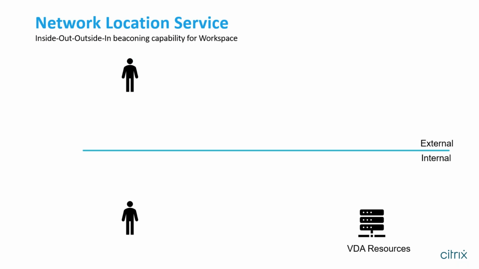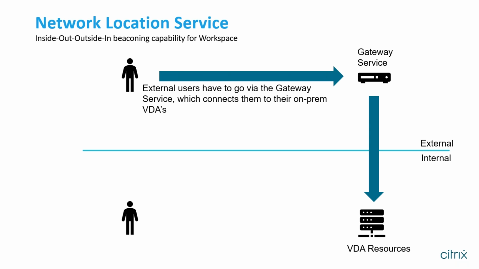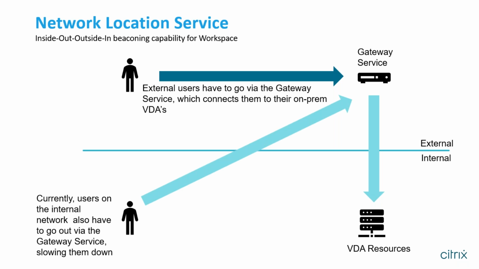So let's take a look at what that looks like. At the top there, we have our external user on the Workspace. They have to hit the Gateway Service over the internet and then get directed into that VDA resource, which is sitting internally inside the network. If an internal user was sitting inside the network without Network Location Service, they too have to go out to that Gateway Service and then get pushed back down to that VDA resource. This, of course, is not ideal. It's going to take them longer. It's a slower connection time.